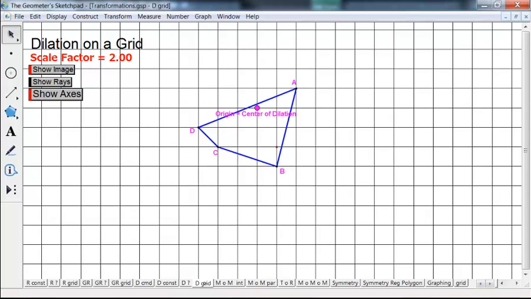So let's look at a grid. Again, if it's a scale factor that's a pretty nice number, like a whole number, we can figure this out. We need a center of our dilation. Let's say we could have it at a point.